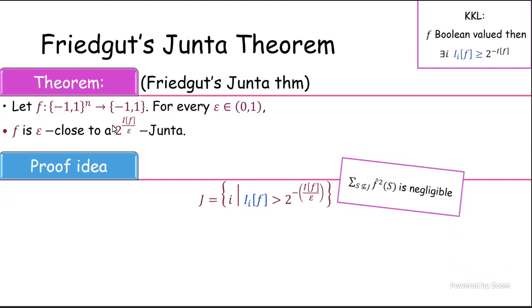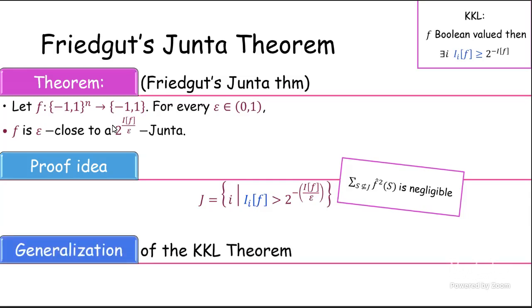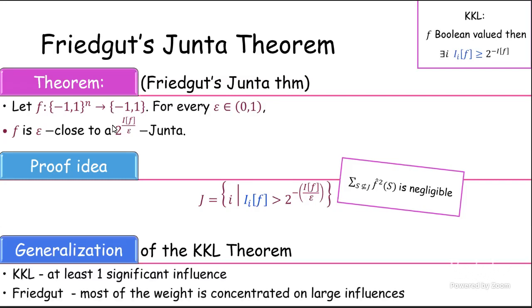What is shown is that the weight outside J, of every character that involves a non-influential variable, is negligible, which means that we can just drop all the characters with any non-influential variable, and the function is still very similar to what we began with. So it's pretty clear how to generalize the KKL. Just for formalization: the KKL shows that there is at least one significant influence, and the Friedgut junta theorem says that most of the weight is actually concentrated on the significant influences.